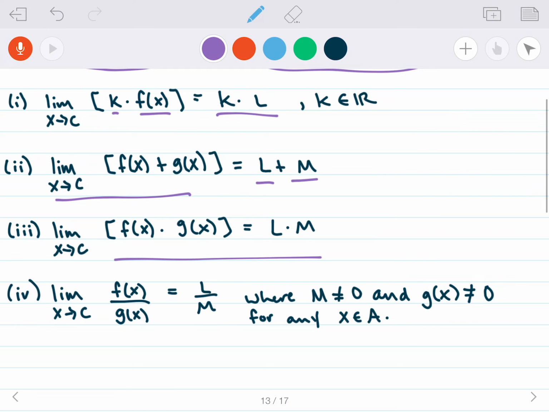Same thing with multiplication, you just multiply the limits. With division, we want to make sure that g of x is never going to be 0 for that to work, and that if your limit of g of x is equal to 0, then this isn't going to hold either. So you have to make sure the limit is not 0 so that this isn't undefined and that g of x is not 0, and then the division will hold.